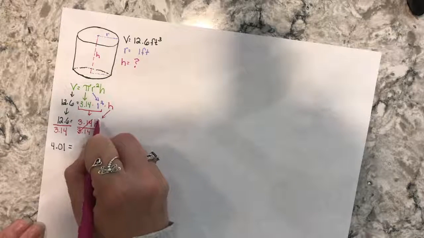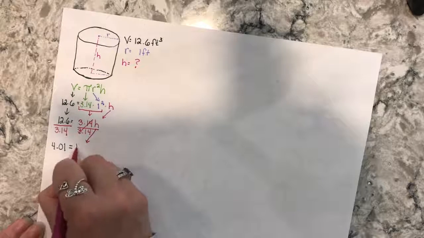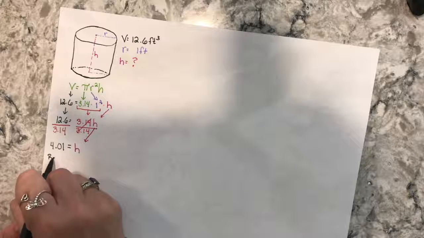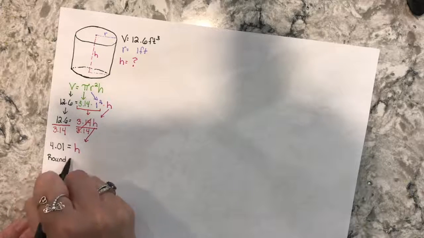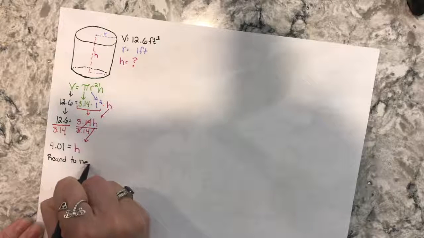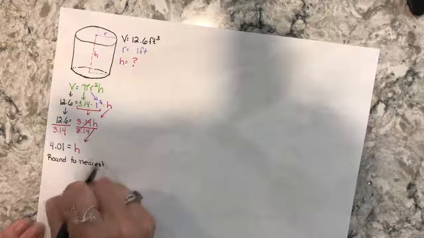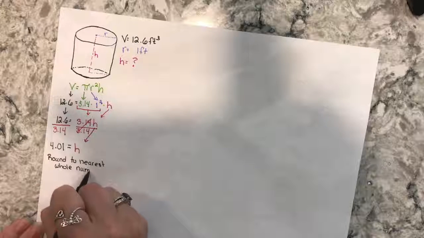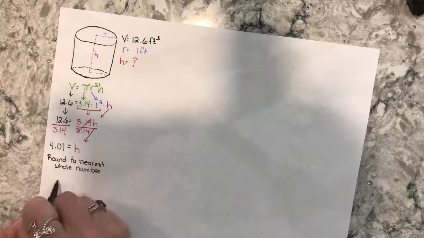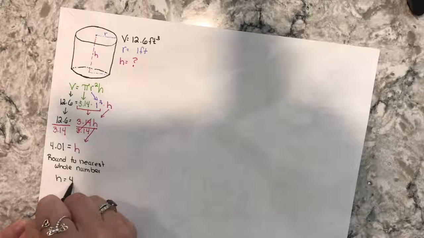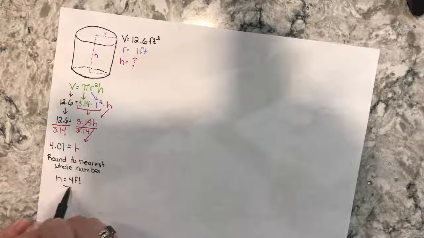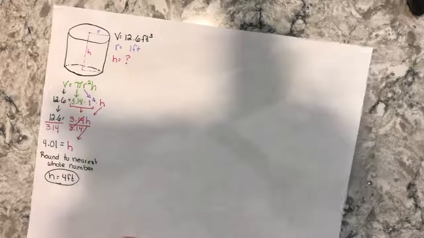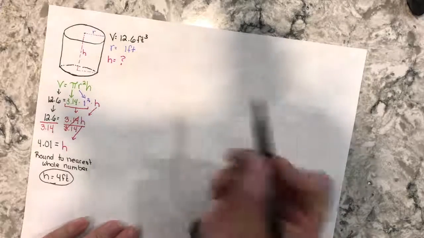Now the whole point was to get h by itself, so we carry the h down. Depending on the instructions that are on your test or your quiz, you may leave it like this, but we're going to round it to the nearest whole number. So our height equals 4 feet. It's one measurement. That's why it's just 4 feet, not 4 feet squared or 4 feet cubed.